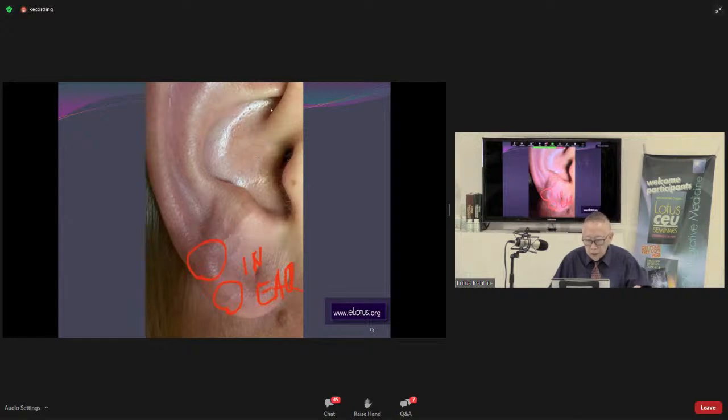Can you see that? Okay, let's see the circle here. What is this? Inner ear, right? It's red. So there's something in the head. And this is also the inner ear and head.